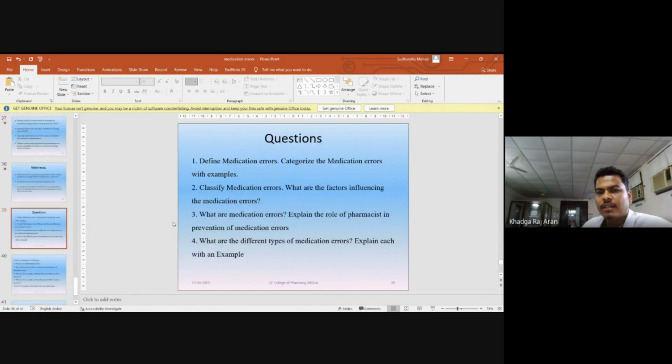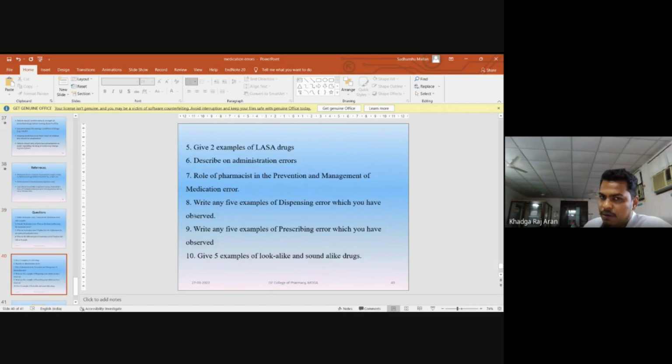These are some important questions: definitions of medication errors, categorization of medication errors with examples, and classifications of medication errors. What are the factors influencing medication errors? Next question: what are medication errors? Explain the role of pharmacy in the prevention of medication errors. And the last question: what are the different types of medication error? Explain each medication error with an example.